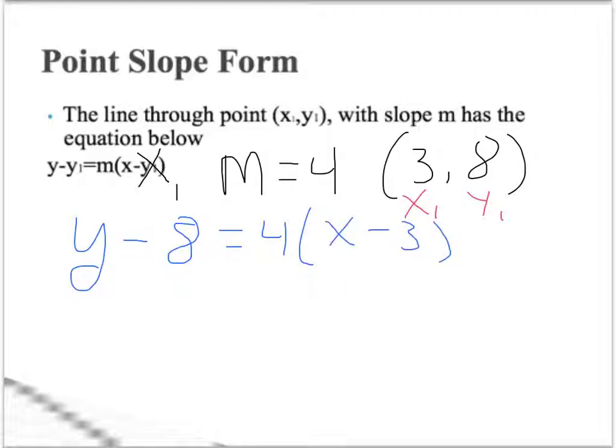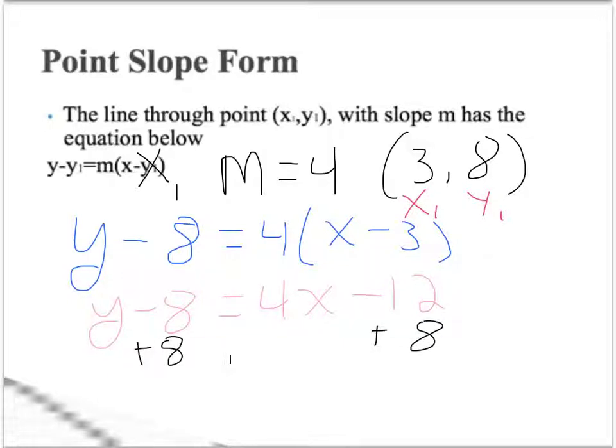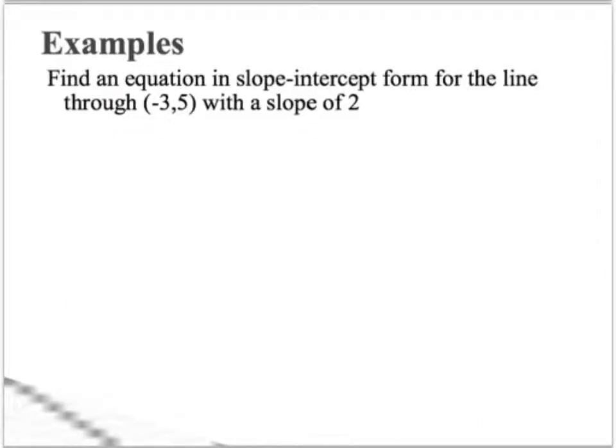And then I do the distributive property, and I get y minus 8 equals 4x minus 12. Next step I have to do is add the 8, and my equation is y equals 4x minus 4. So now I've written the equation of a line in slope-intercept form given one point and the slope of the line. Let's take a look at another example.